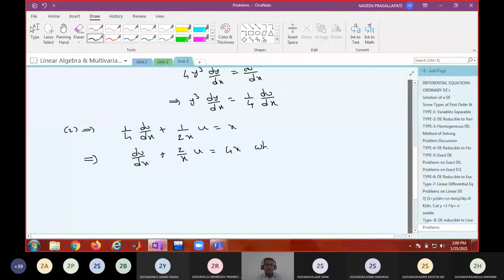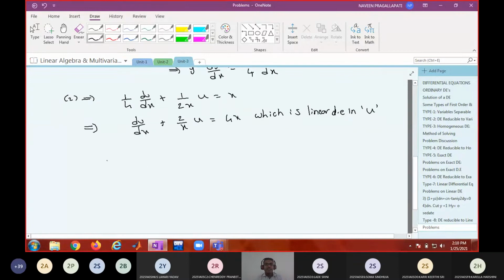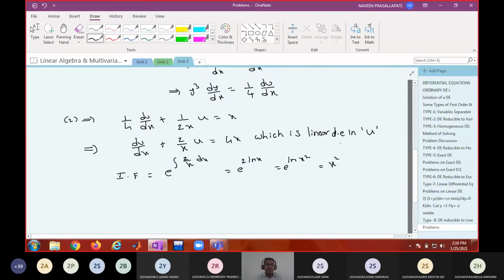Which is linear in u, a linear differential equation in u. So what is the integrating factor? e power integral of 2 by x dx. What is its integral? 2 log x. So this is e power log x square, equal to x square. Call this equation 3.